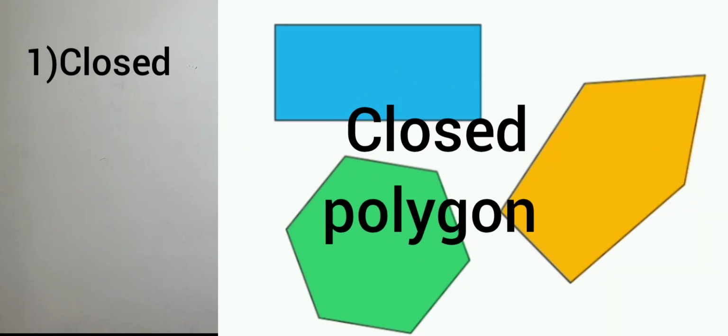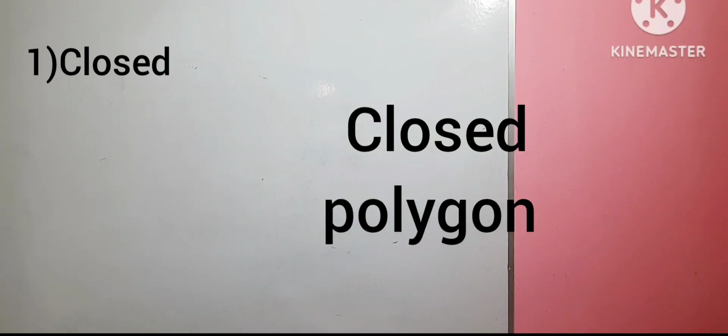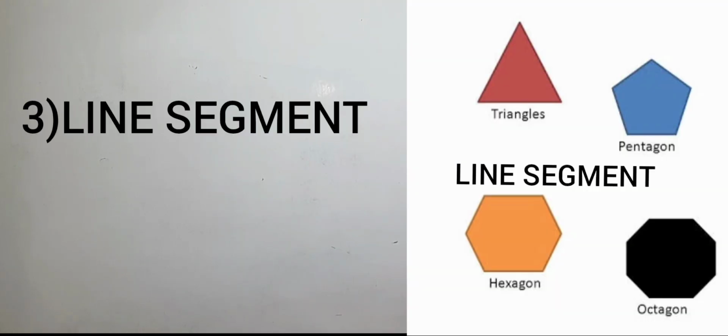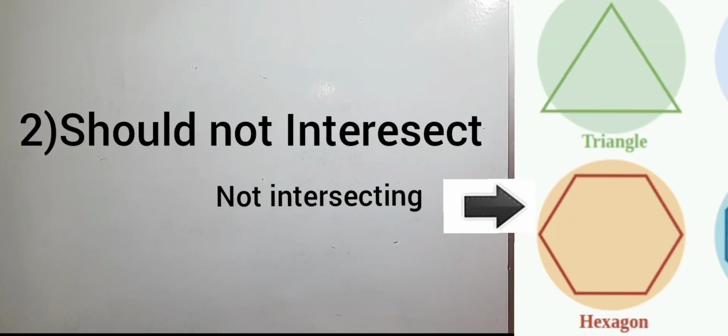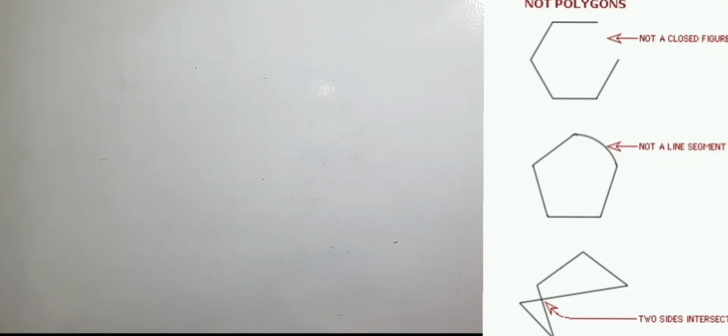If you see the diagrams which are lying on your screen, there are many polygons available. All are made up of line segments, they are closed, and they are not intersecting. These all are polygons. Depending upon the sides and angles, they are different. So you understood. Okay, the next one.